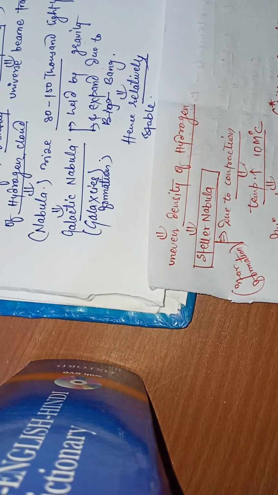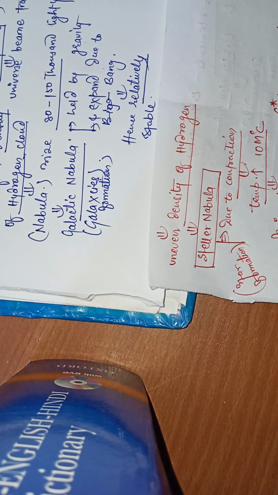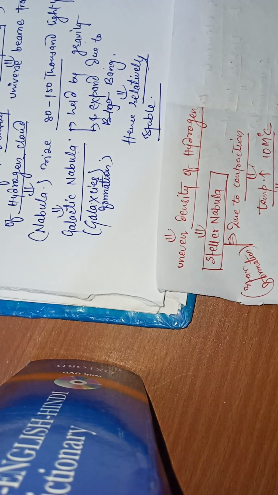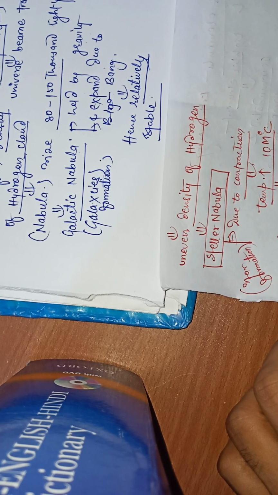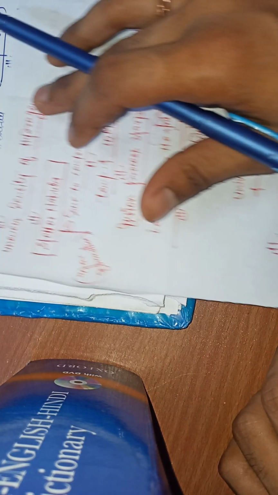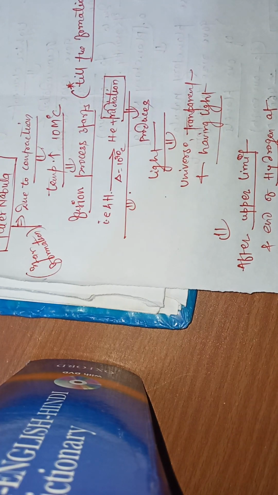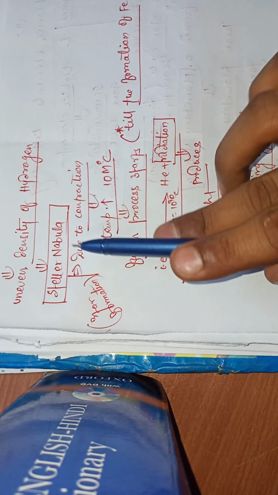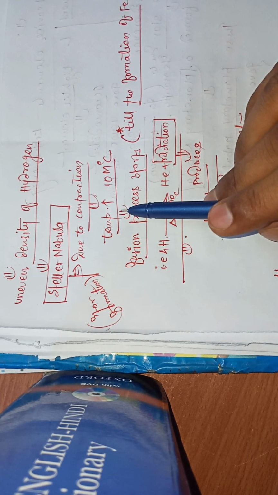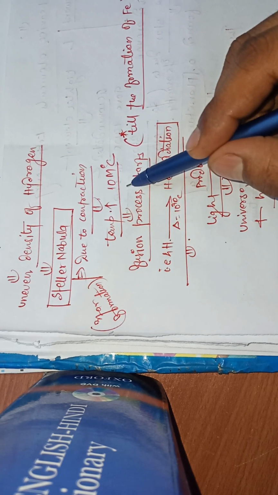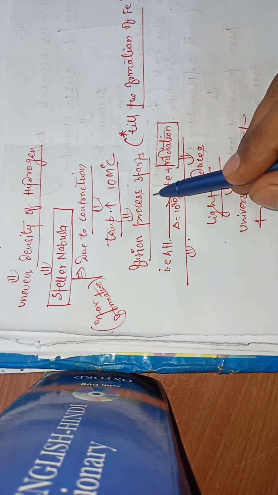Now within the galactic nebula, hydrogen was also unevenly distributed, and this unevenly distributed hydrogen gave rise to the stellar nebula. These stellar nebulae are the cause of the formation of a star. The contraction within the stellar nebula raised the temperature to about 10 million degrees Celsius, and this is the prerequisite for the fusion process in a star.